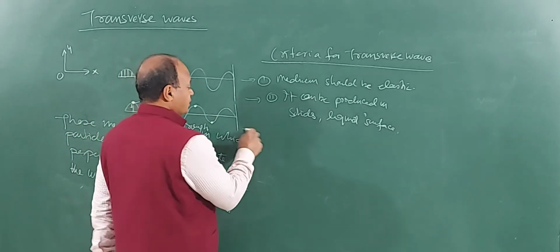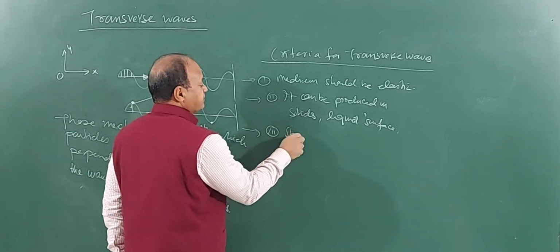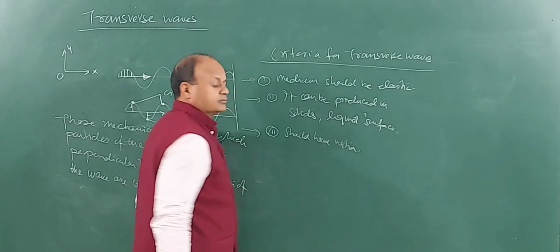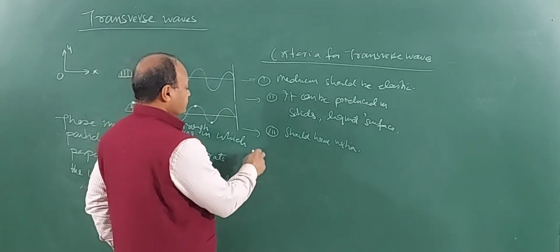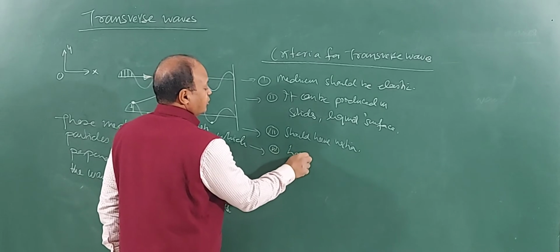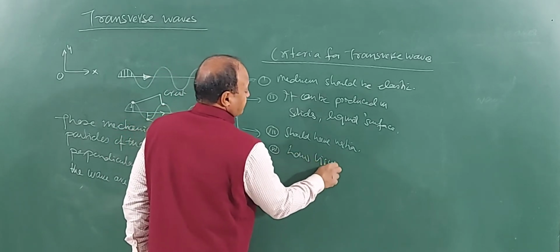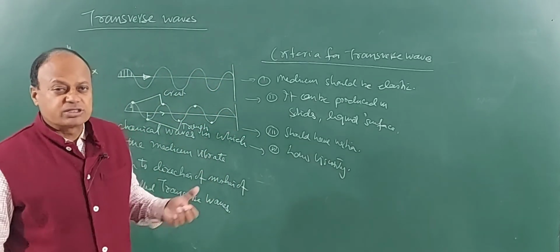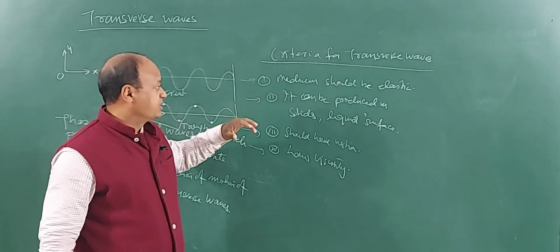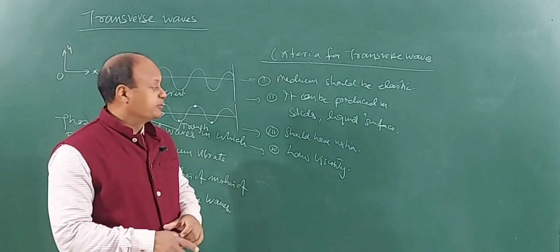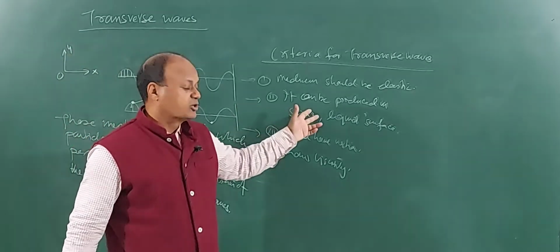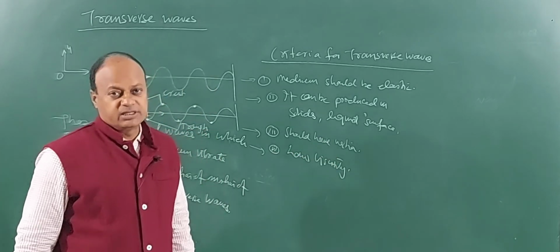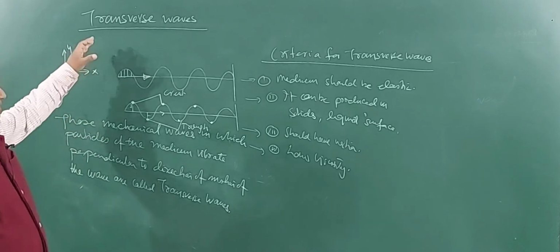And then the third part is the same, it should have inertia. And in the ideal situation it should have low viscosity. In the ideal case, it should have zero viscosity, but it is impossible to imagine a medium with zero viscosity. So, the criteria for a transverse wave is that the medium should be elastic. So, they can be produced in metals or solids, also on the liquid surface. Then you have inertia and low viscosity. Clear? So, you have seen what transverse waves are.